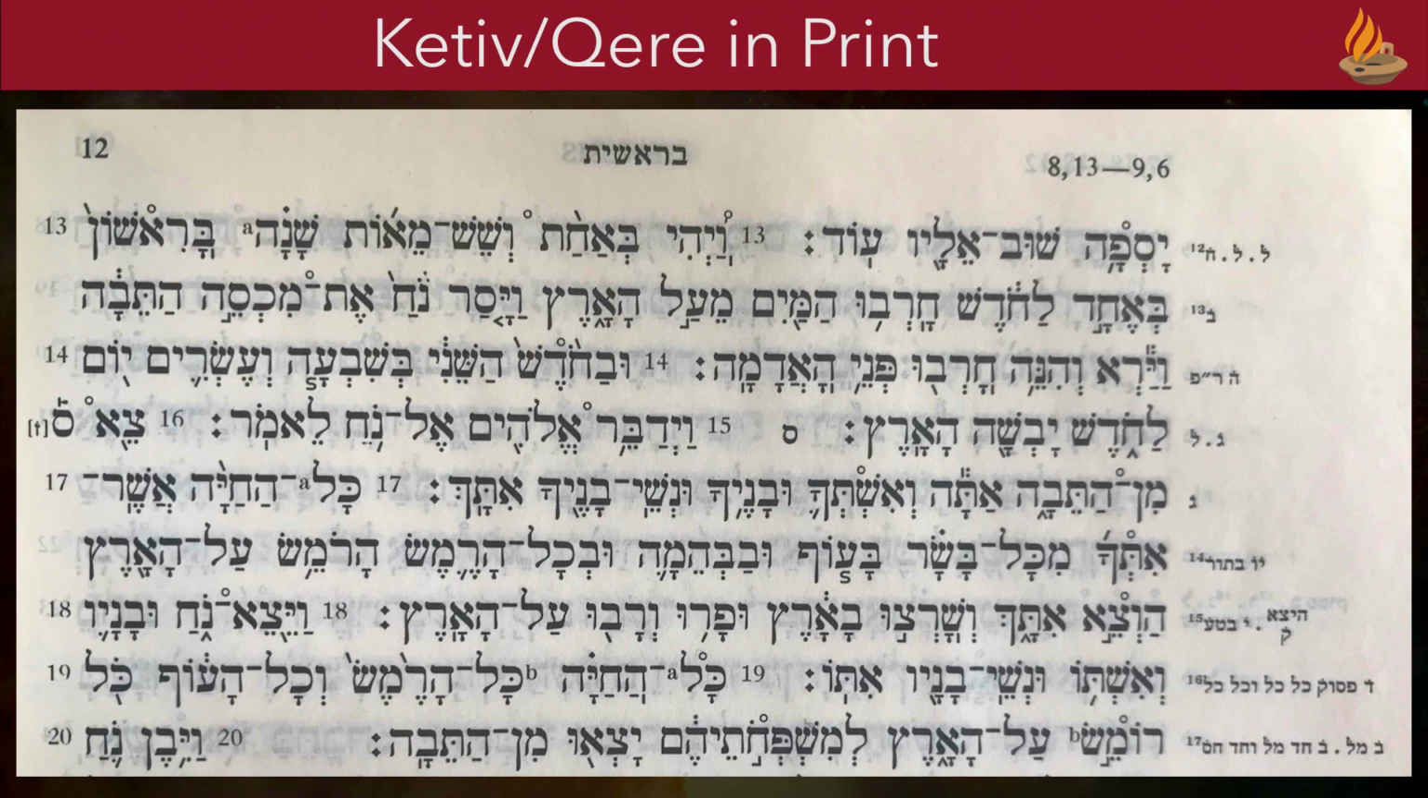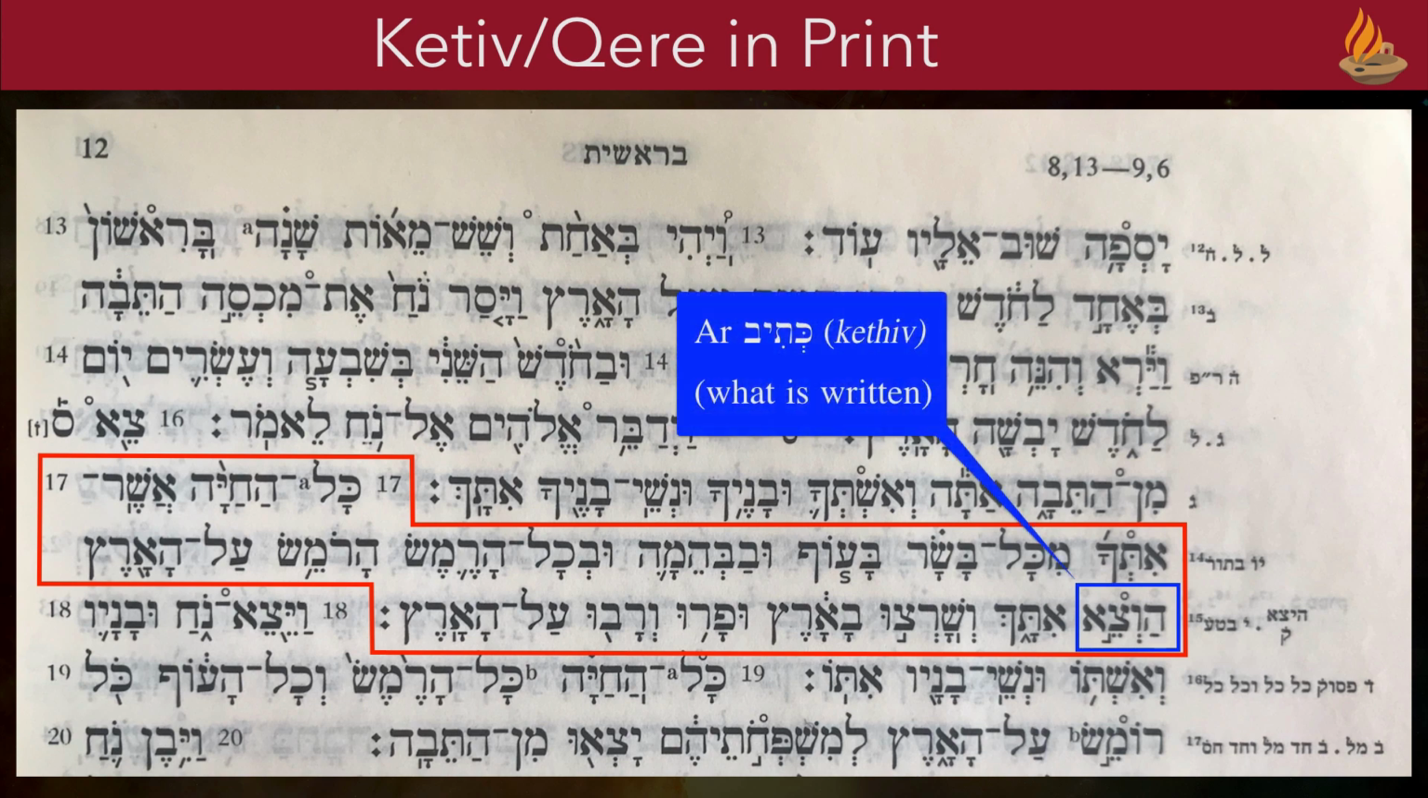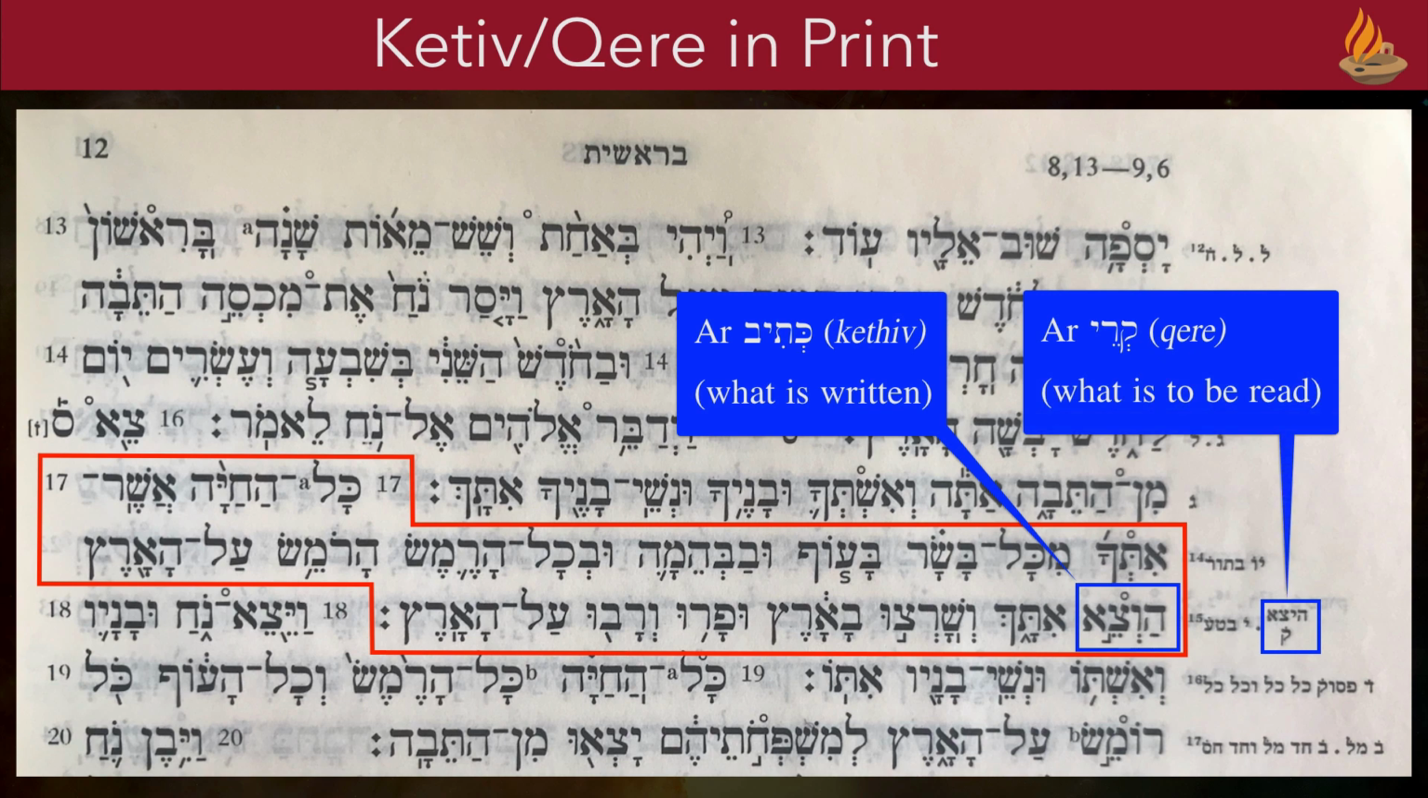Here's a photograph of the print version of the Biblia Hebraica Stuttgartensia. Let's look at Genesis 8:17. The Ketiv here is Hotse. It is what is written. The Qere is in the outside margin. It is what is to be read.